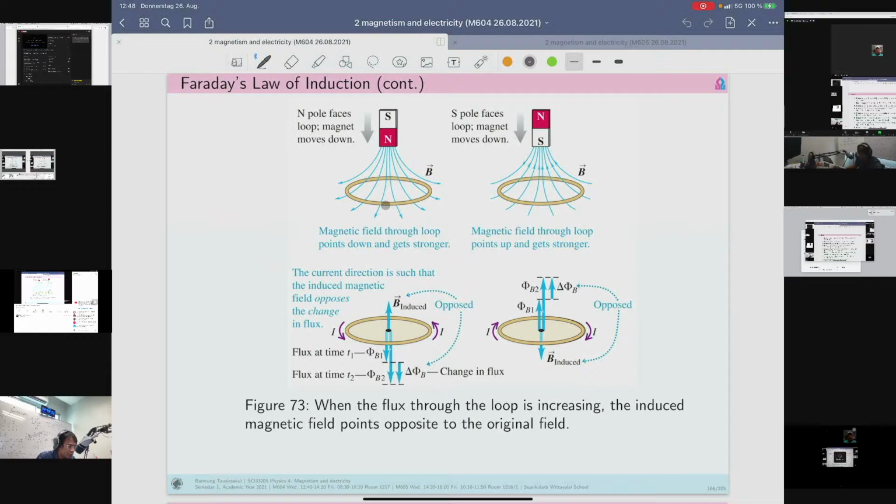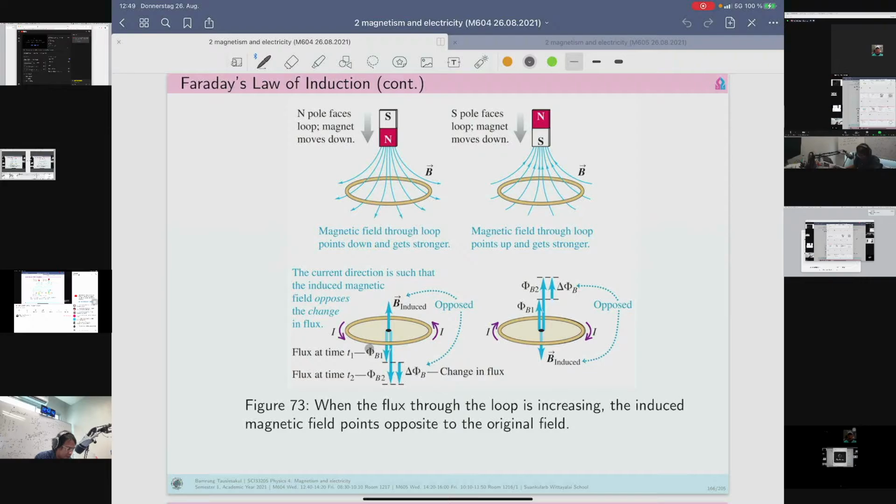If you have the north pole of the permanent magnet and you point the north pole to the circular loop of the conductor, and you move it into the face of the circular loop, you would find that there will be a magnetic flux difference.